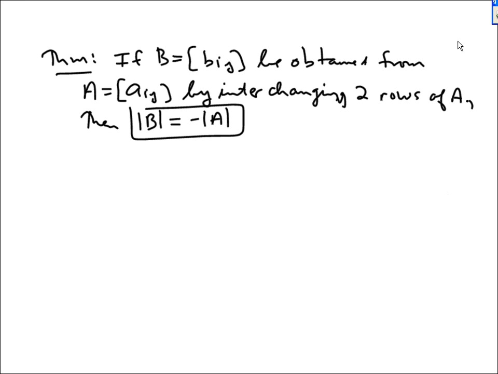I wrote down matrix A. I found this determinant. For matrix B, I just interchanged 2 rows of A, and then I took the determinant of that matrix. And I noticed that the 2 results differ by signs. And I said, yeah, it's true. Okay, but we want to prove this beyond the shadow of a doubt. Proof.